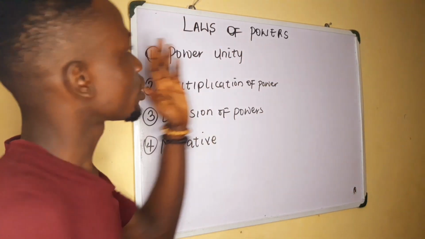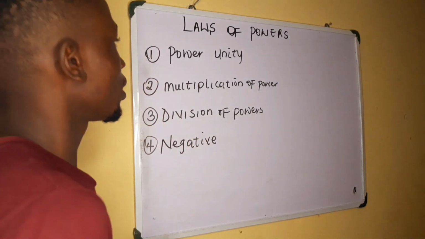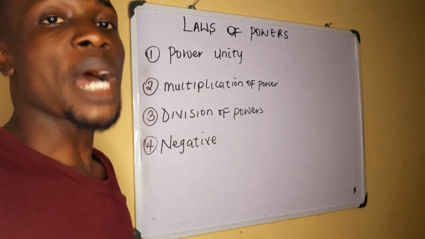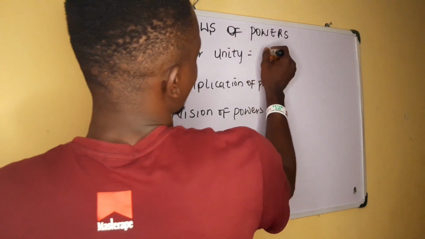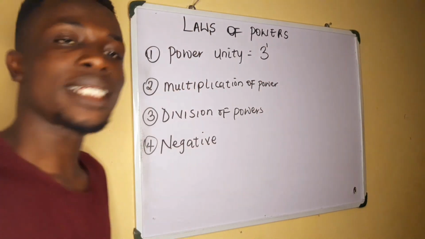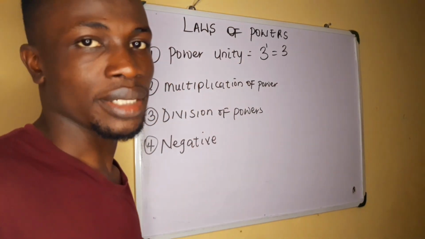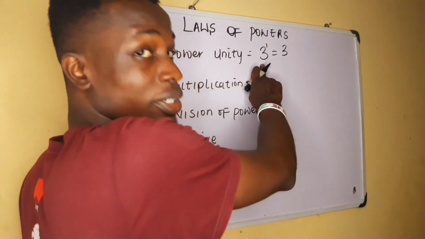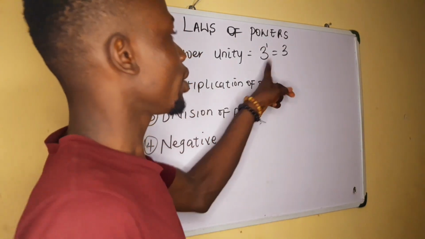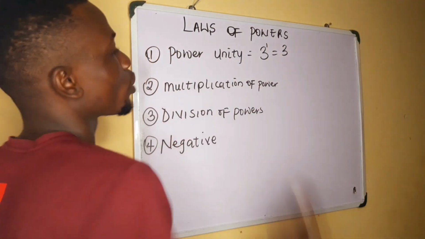In today's class, we'll be discussing the laws of powers. Now, the first law states what? The power unity. What does this mean? It means that any number raised to the power of 1 will give you back that number. This represents the power. This is the number called the base. This is the base, this is the power. Any number at all that is raised to the power of 1 will give you back that number. That is what is called power unity.